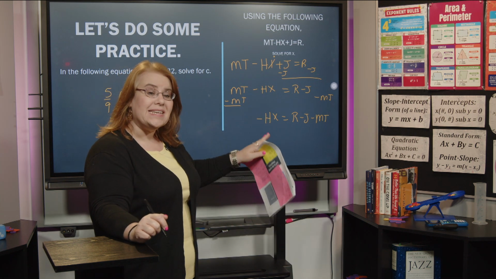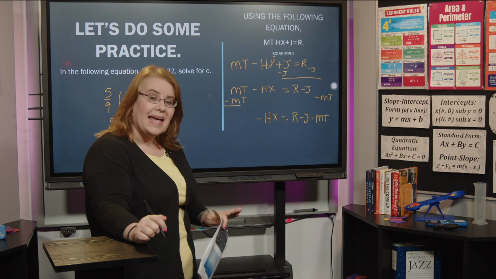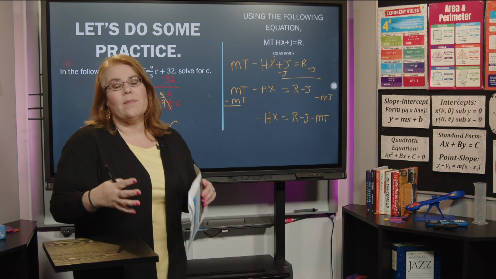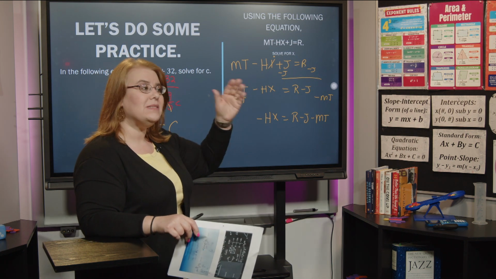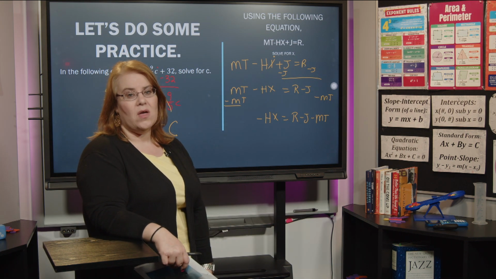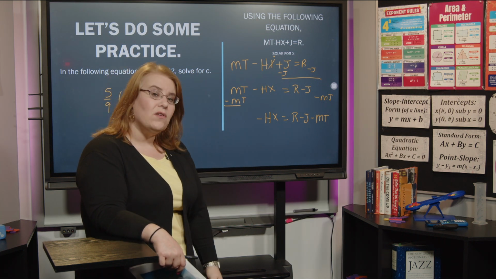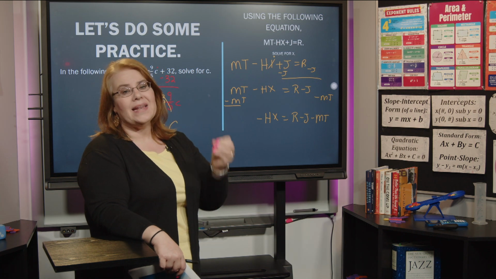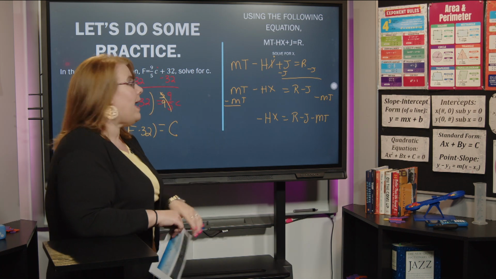My h is negative. I have got to divide by that negative. You cannot leave the negative there because it will not be by itself. If I leave that negative on the left side, I'm still going to have to get that x by itself. When I say by itself, I mean by itself. It can't have a negative number, it can't have a negative sign, it can't have anything but the variable I'm looking for. So let's go ahead and get that x by itself.